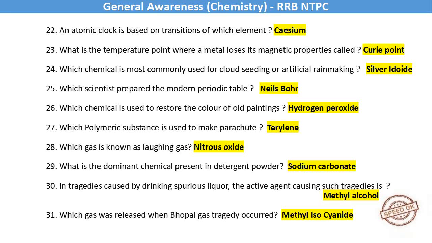Terylene. Which gas is known as laughing gas? Nitrous oxide. What is the dominant chemical present in detergent powder? Sodium carbonate. In tragedies caused by drinking spurious liquor, the active agent causing such tragedies is methyl alcohol. Which gas was released when Bhopal gas tragedy occurred? Methyl isocyanide.